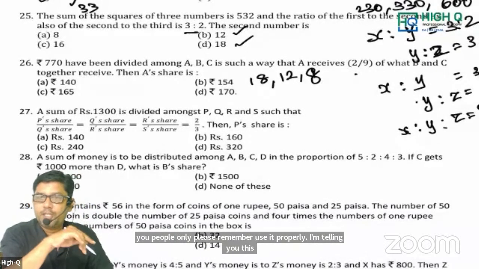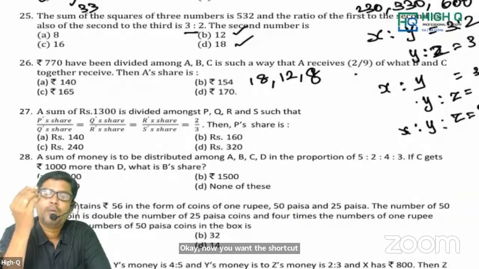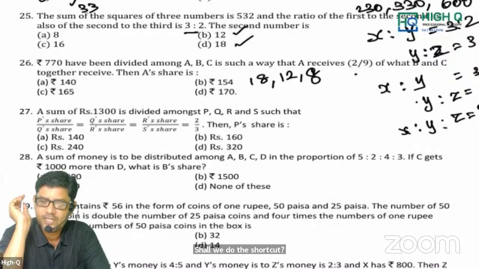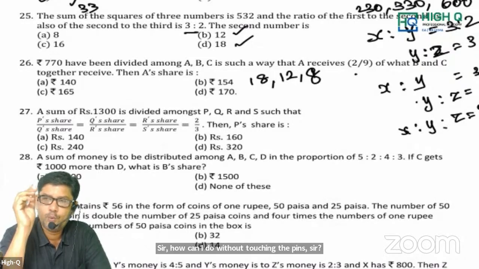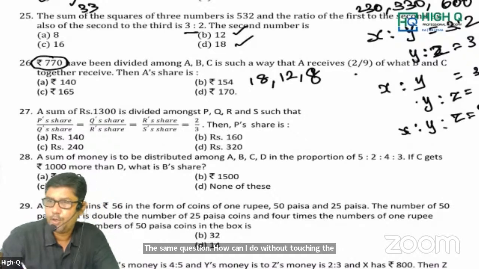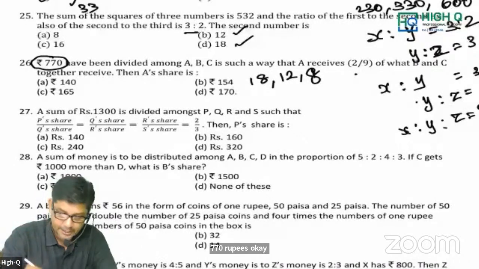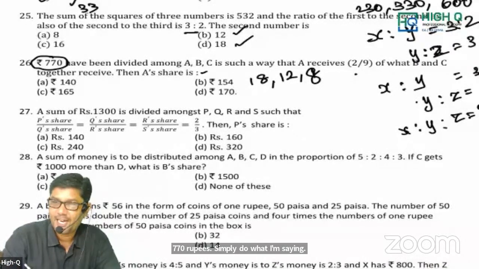Now, you want the shortcut? Shall we do the shortcut? Sir, how can I do it without touching the pen, sir? The same question. Look at this. 770 rupees. Simply do what I'm saying. They ask you to find out A's share. Am I right, my dear?